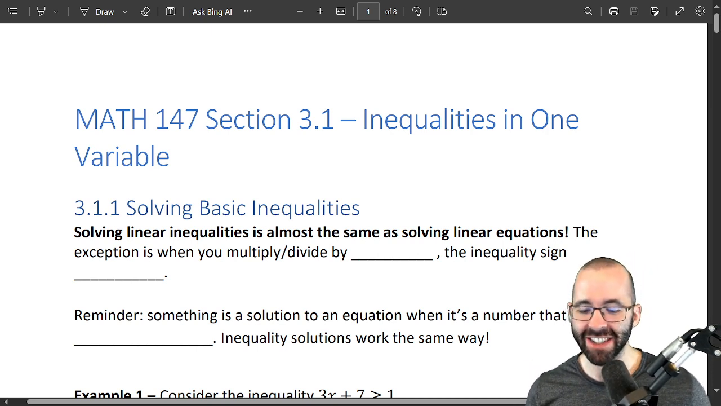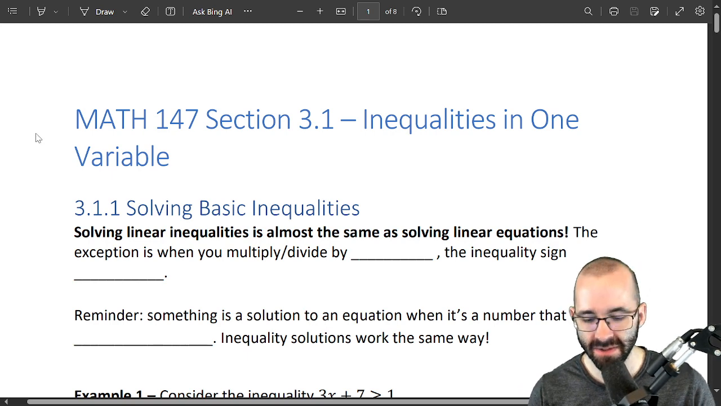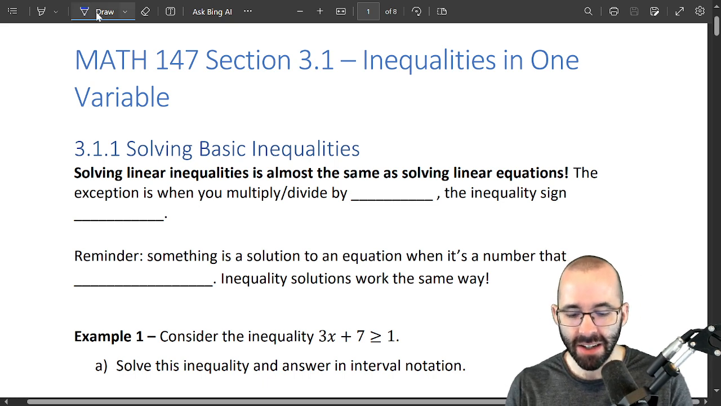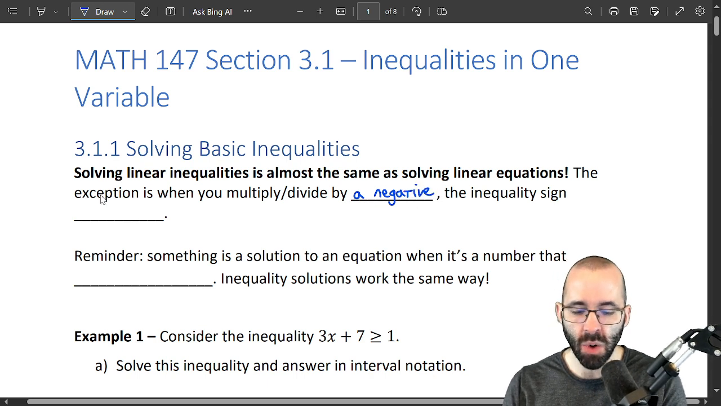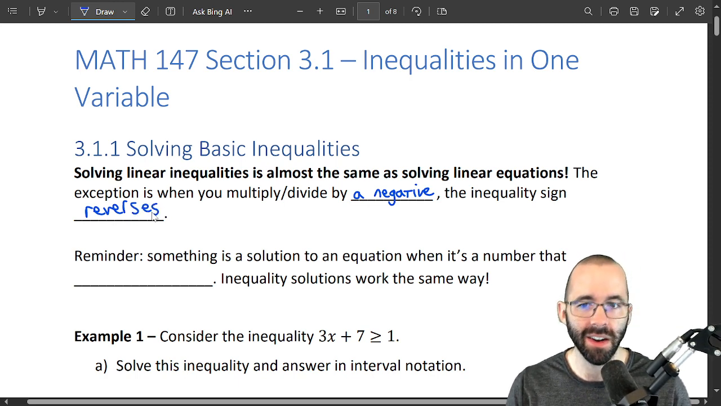Solving linear inequalities is almost the same as solving linear equations. The exception, do you know it? If so, write it down. Whenever you multiply or divide by a negative number, the inequality sign reverses. So a greater than sign goes to a less than sign and so on, okay?